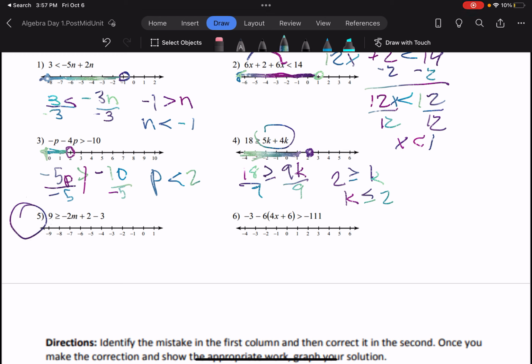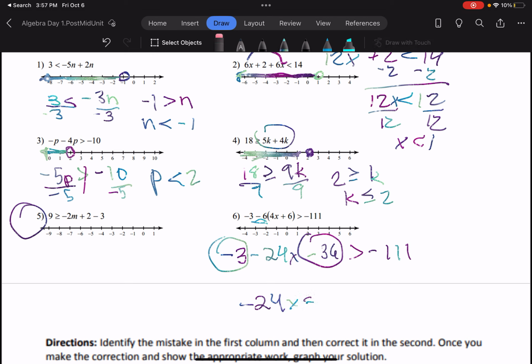Number 6. Here we have distributive properties, so I have to do that first. Negative 3, and then negative 6 times 4 is negative 24x. Negative 6 times positive 6 is negative 36, is greater than negative 111. All right, so negative 3 and negative 36 can be combined, and that equals negative 39. So we have negative 24x equals, oh, sorry, not equals, not yet. Negative 24x minus 39 is greater than negative 111.